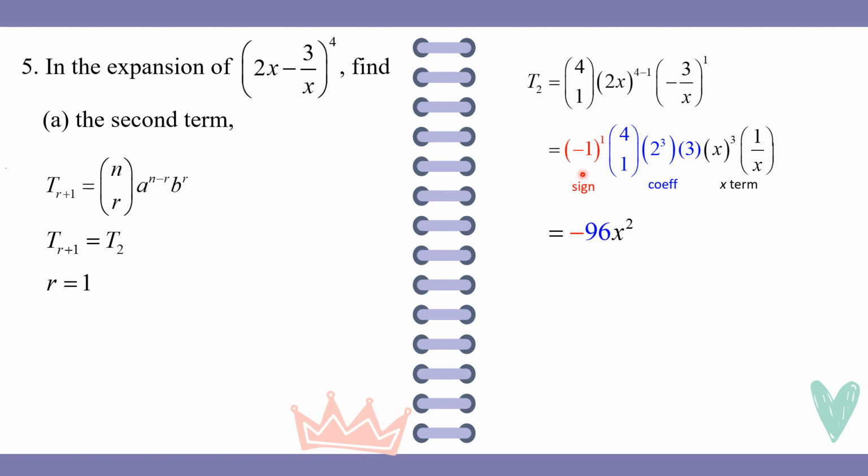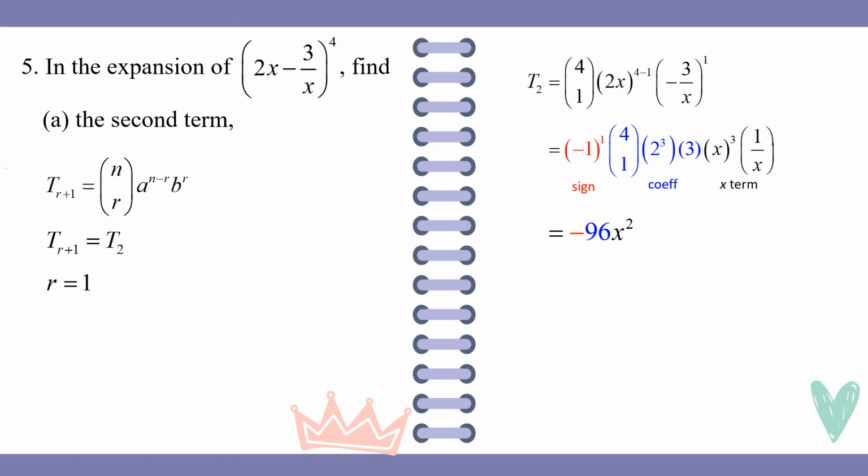Simplifying again, we'll have negative. The coefficient will be 96, and they are color-coded. X cubed over x will be x squared. So this will be the second term. We do not need to expand out every single term. All we need to do is use the general term to find what we need.